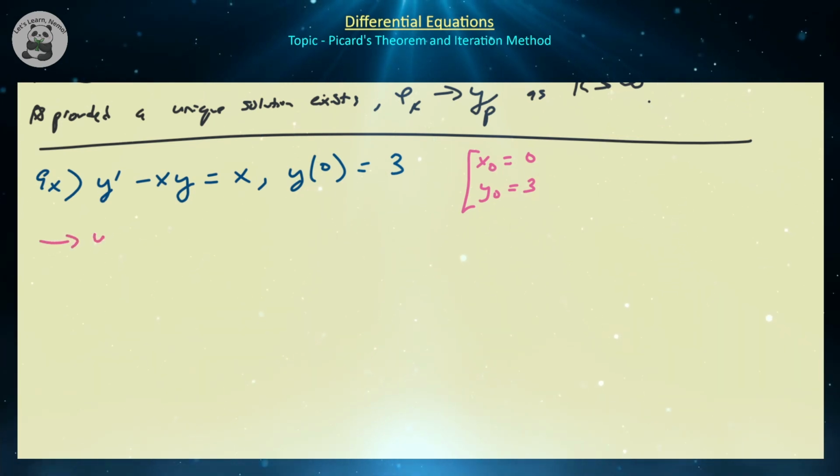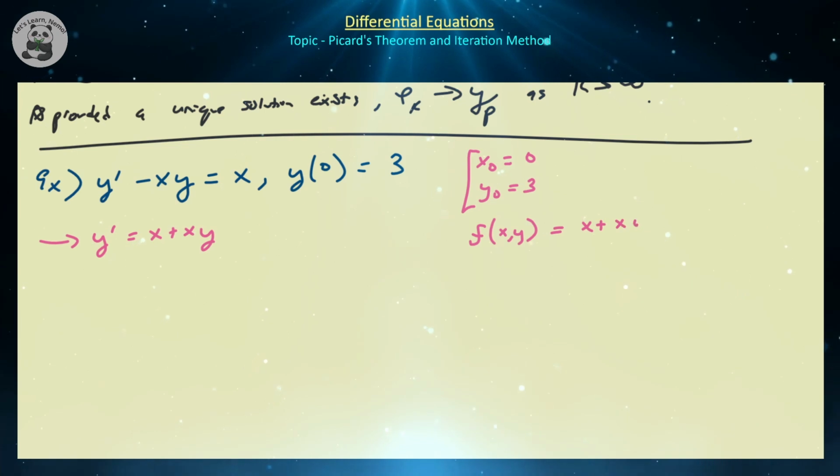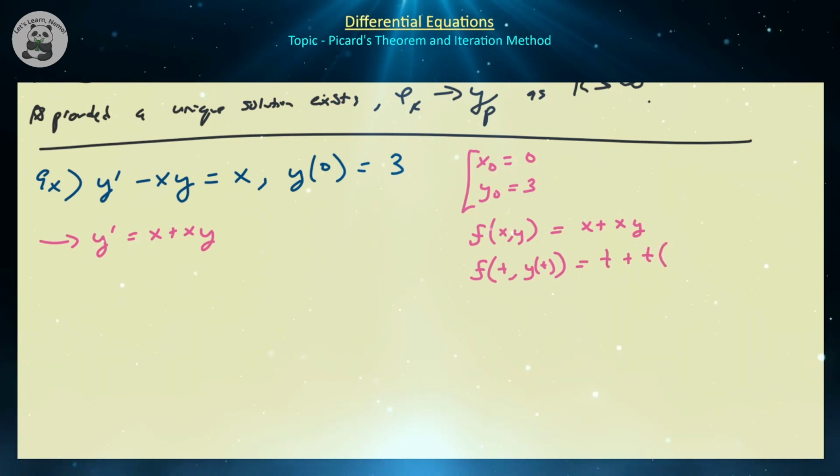So our x0 is 0, our y0 is equal to 3, so that's our initial condition location. And once we rearrange this, we're going to have y prime is equal to x plus xy, which means that our f of x, y is equal to x plus xy, and more importantly, f of t, y of t is equal to t plus t times y of t, right? Because we're going to be using that expression there.